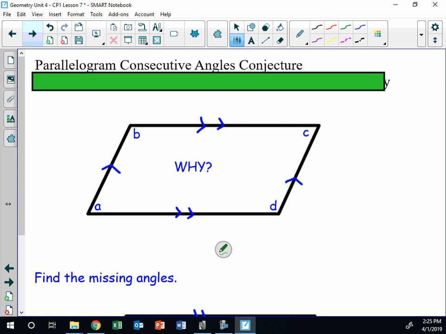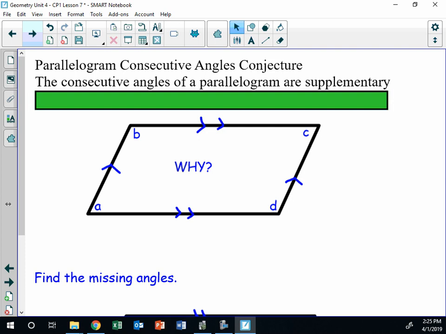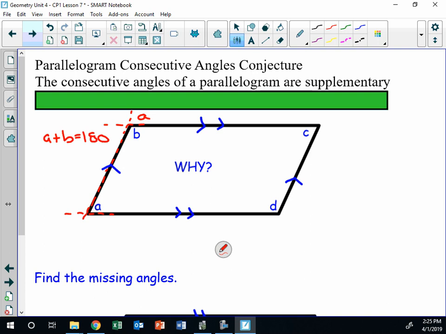Now, our next conjecture is the consecutive angles conjecture. In a parallelogram, the consecutive angles are supplementary. This makes sense if we think back to our last slide. Once again, parallel lines cut by a transversal. There are only two possible angles that we can have, A and B. We know that A plus B equals 180, which is a linear pair or a supplementary angle pair.